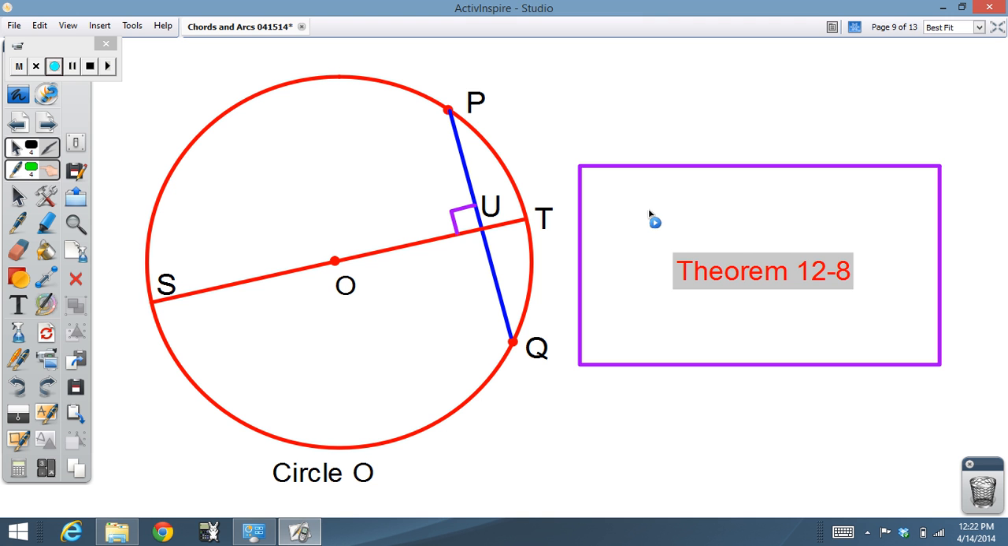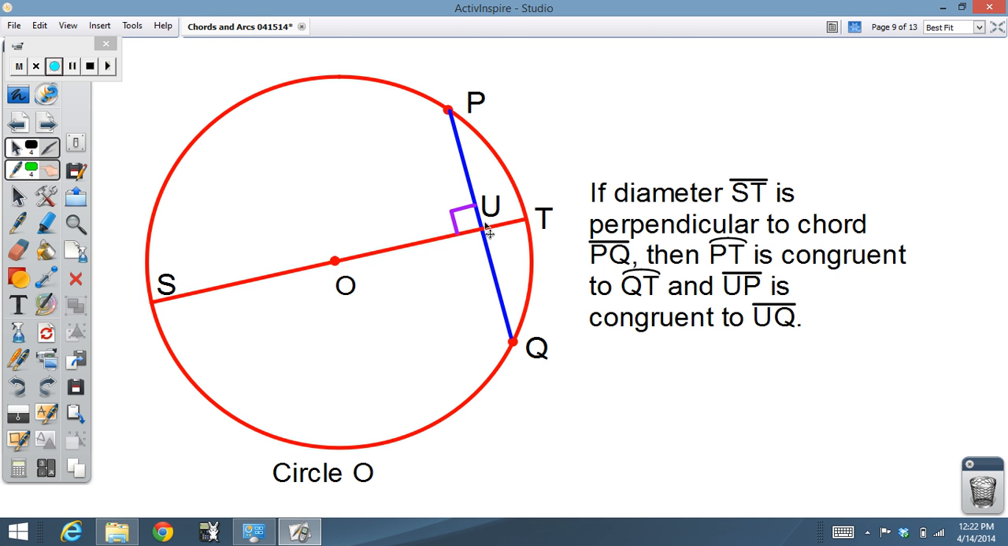Theorem 12.8 is telling us that if we have a diameter, ST, and it is perpendicular to a chord, like PQ, then we know that arc PT must be congruent to arc QT, and we also know that segment UP is congruent to segment UQ if we have a diameter perpendicular to the chord.